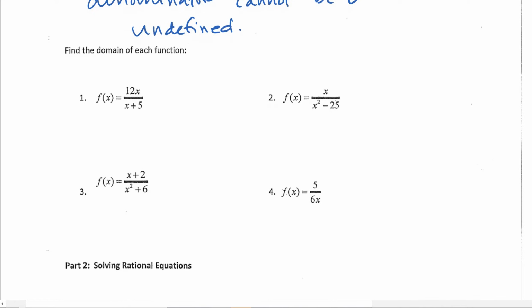Find the domain of each function. So number 1, x plus 5 is the denominator. It doesn't matter at all what's in the numerator. We just need to worry about the denominator. So x plus 5 cannot equal 0. What number for x would make that denominator equal 0? It's when x is negative 5. So our domain is that x cannot be negative 5. Sometimes you'll see this in set notation. It has a curly bracket, x, and then a vertical line. That just means x such that x cannot be negative 5.